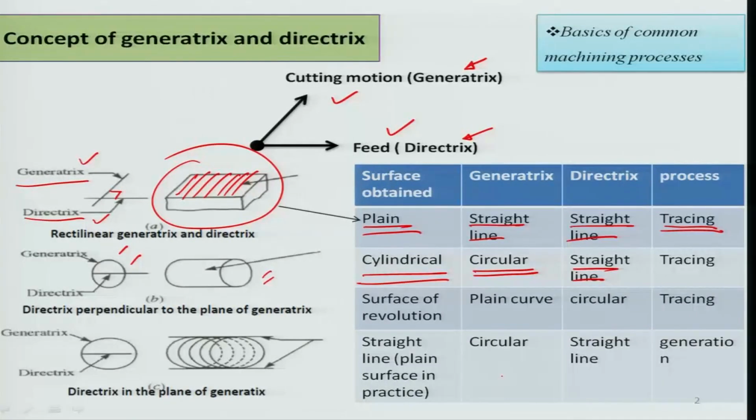Or in case there is a motion which is related to circular motion of the tool and the feed motion of the tool in the direction almost in the same plane as the cutting velocity, or towards the direction of the cutting velocity. In that case also you can generate a plane surface. The example of that is milling.